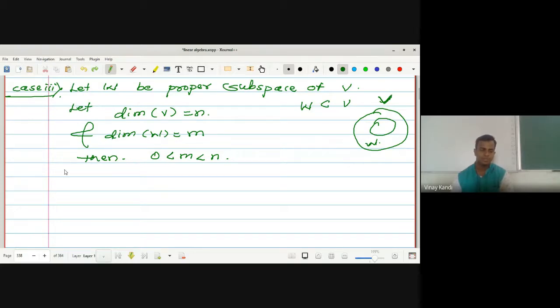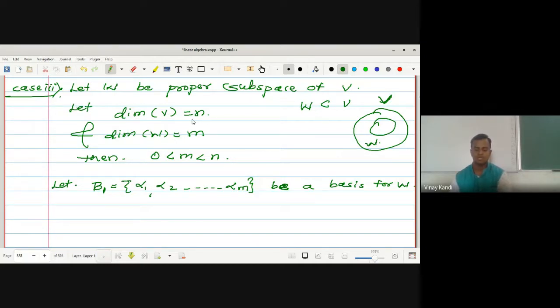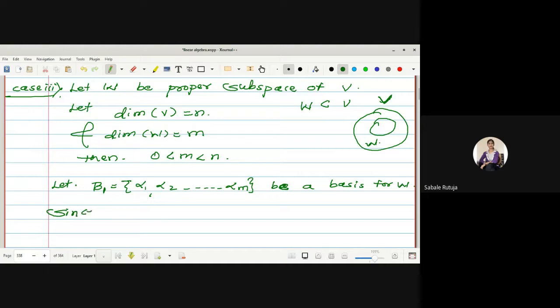Now let B1 equal to alpha 1, alpha 2, up to alpha m, sorry, be a basis for W. Assume that this B1 is a basis for W. How many elements are there? Total m elements, because the dimension of W is equal to m. Any doubt up to here? No, sir.